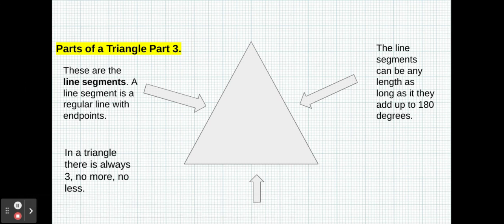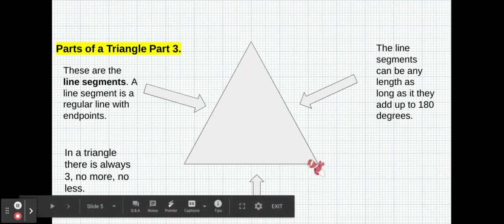Parts of a triangle, part 3. These are line segments. A line segment is a regular line with endpoints. Endpoints just means that they stop at some point. They don't just continue forever. The line segments can be any length as long as they add up to 180 degrees. In a triangle, there's always three line segments, no more, no less. See? 1, 2, and 3.